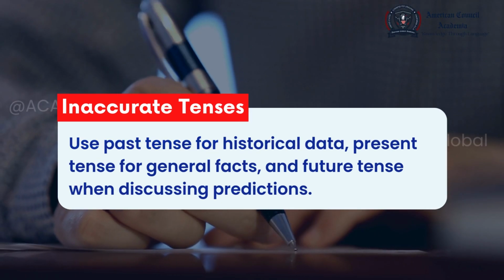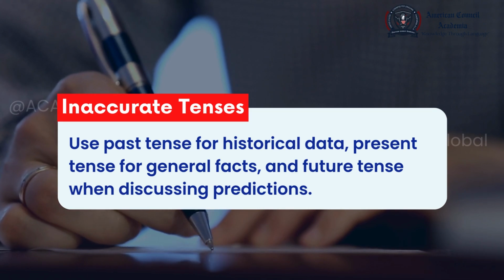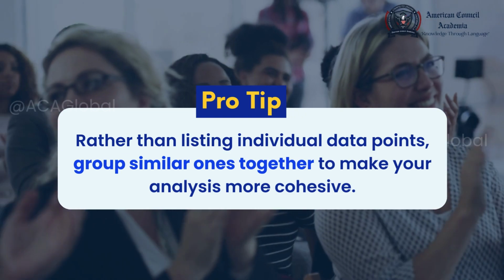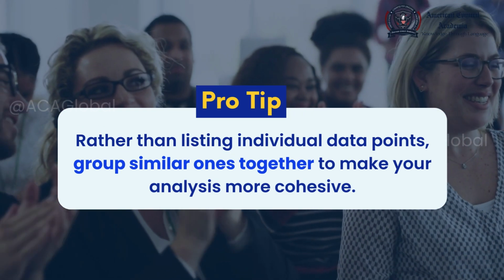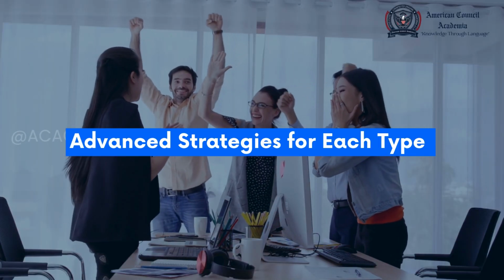Inaccurate tenses. Use past tense for historical data, present tense for general facts, and future tense when discussing predictions. Pro tip. Rather than listing individual data points, group similar ones together to make your analysis more cohesive. Here are some advanced strategies for each type.